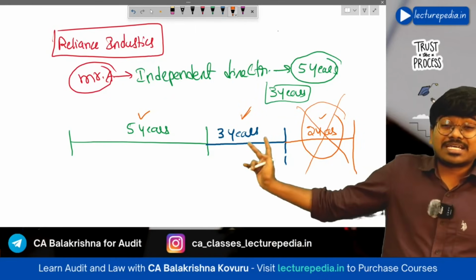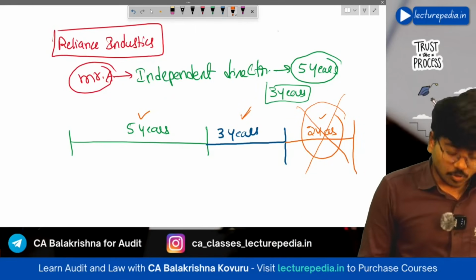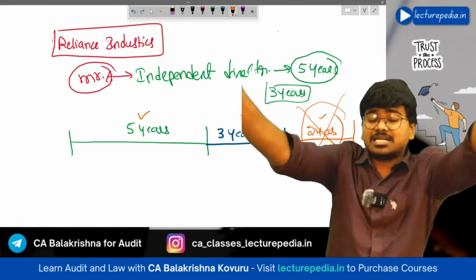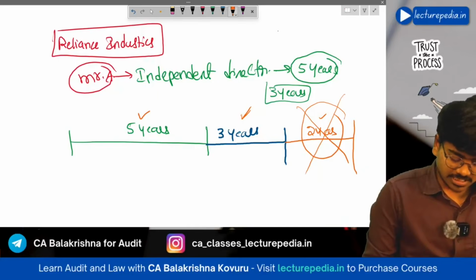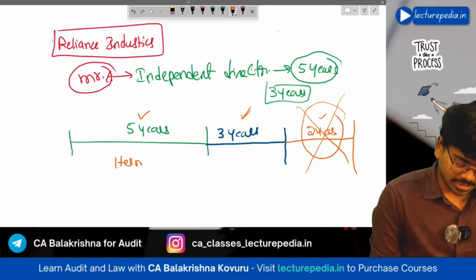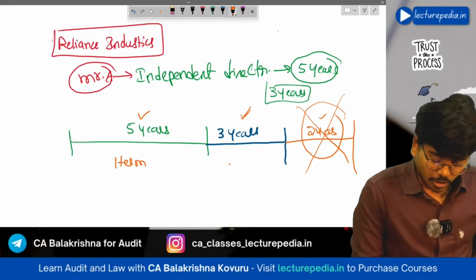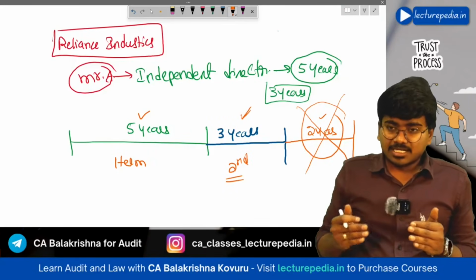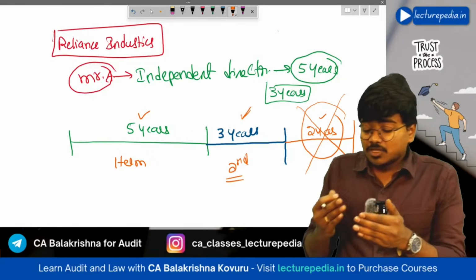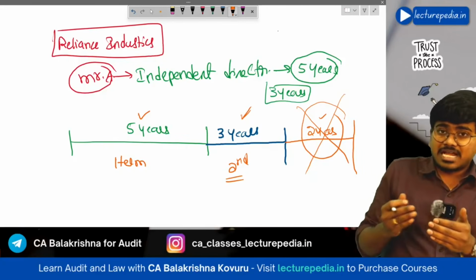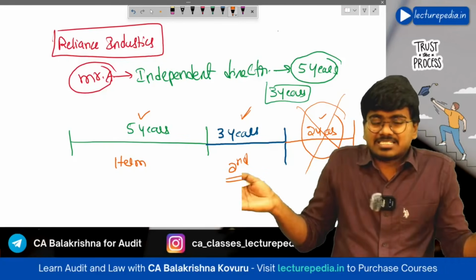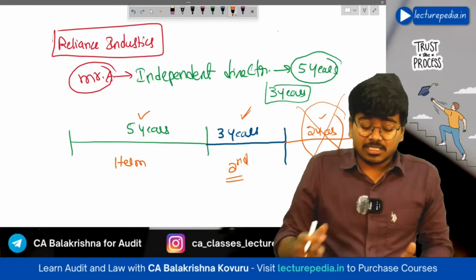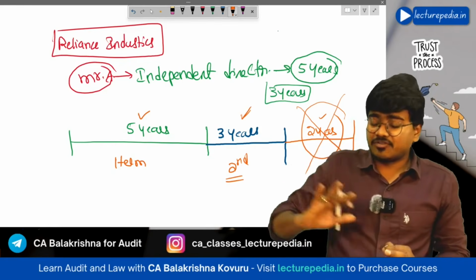because 2 terms have already been completed. Even though the term is less than 5 years, it will be considered as one term. The first term was 5 years, that's fine. The second term was only for 3 years. Even though it is less than 5 years, it will be considered as another term, and after that term is completed, again he cannot be appointed for another 3 years.